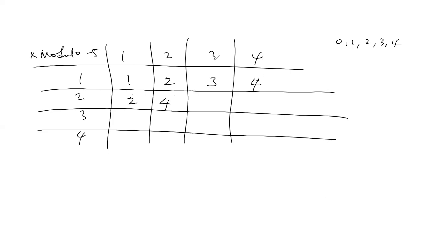2 times 3 will give us what in modulo 5? That's going to give us 1, remainder 1. So it's going to give us 1. So 2 times 4 is going to give us what? 2 times 4 is 8. So that's 1 remainder 3 in modulo 5, right? Is that clear?